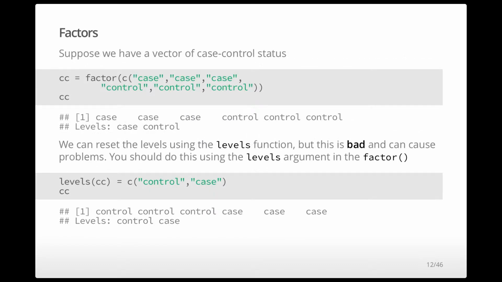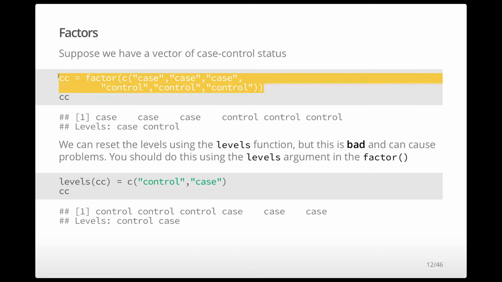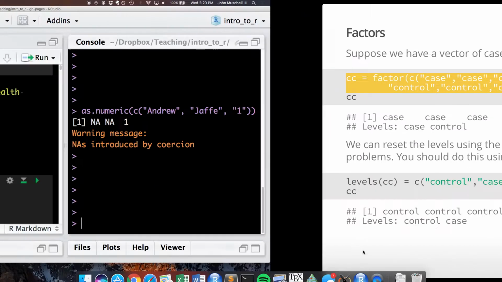Okay. So here's an example. The way to specify levels is in the factor command. That is the take-home message of this slide. And if you want to extract and find out what the levels are, the levels function is fine to do that, but you do not set the levels of a factor with the levels command. It is dangerous. And I'll show you exactly what I mean.